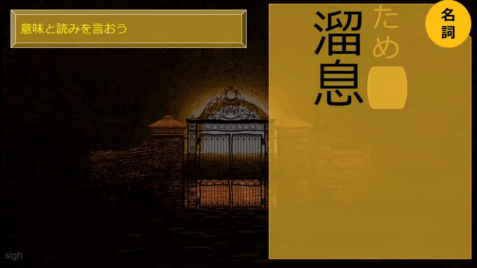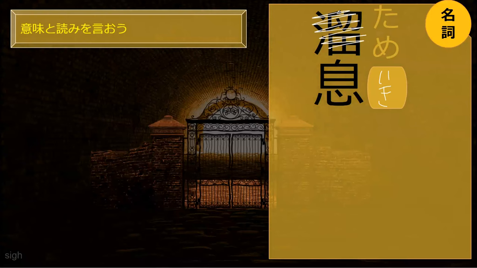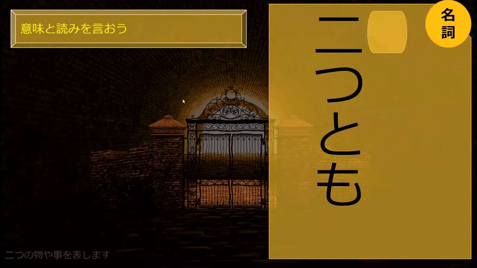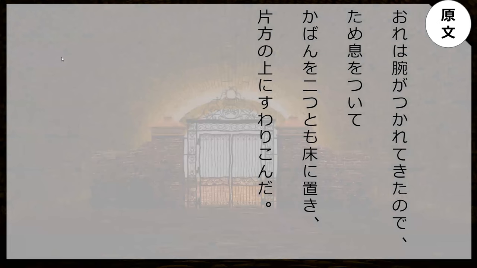Do you remember how to read this word? Iki. Perfect. What did iki mean? Breath. Perfect. Can you read this word for me? Tame iki. Perfect. So tame iki is a sigh. Most of the time you won't be seeing the tame kanji. But that's what it is. So do you remember to read this word? Perfect. Let's go read the sentence then. Ore wa ure ga tsukarete kita no de. Tsukarete was to be tired. Hai.